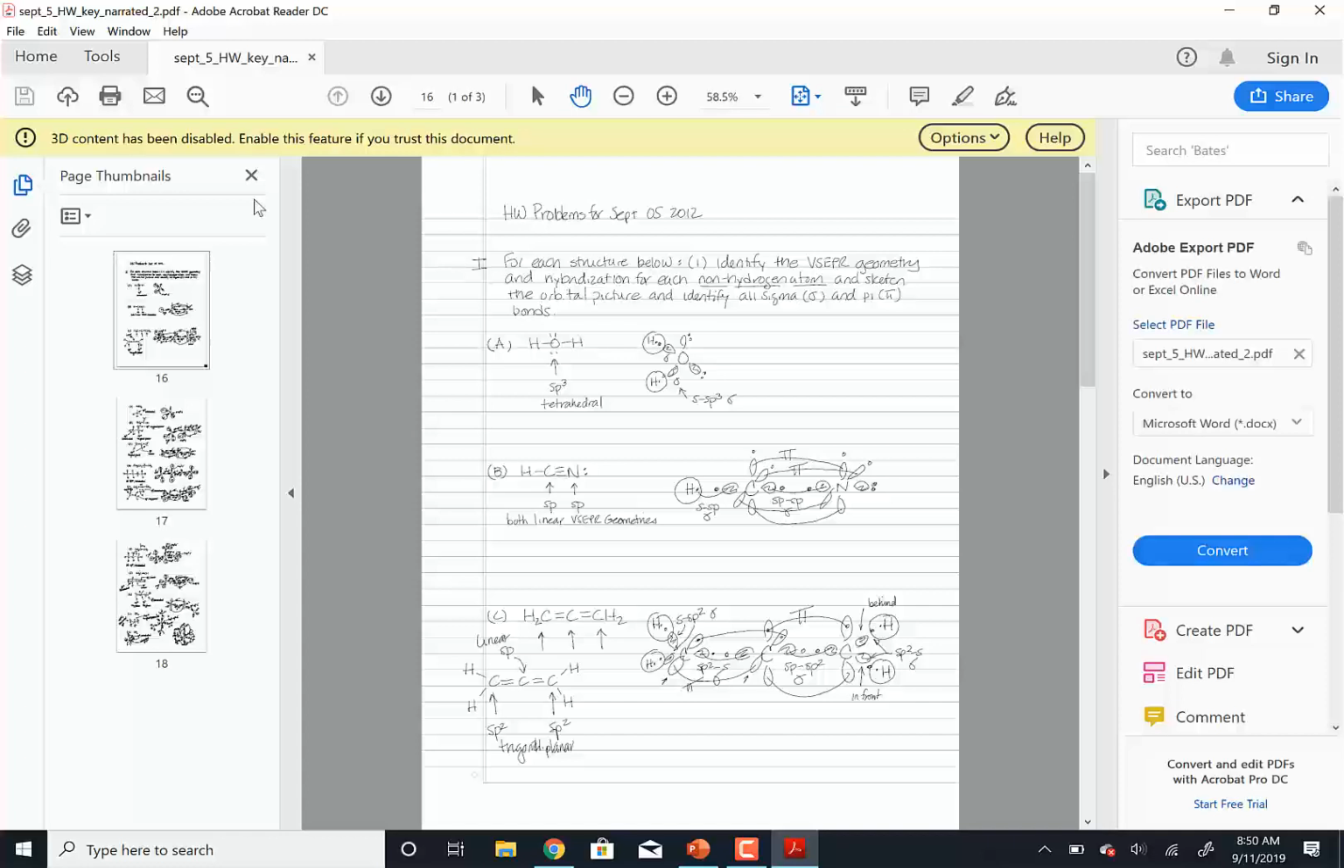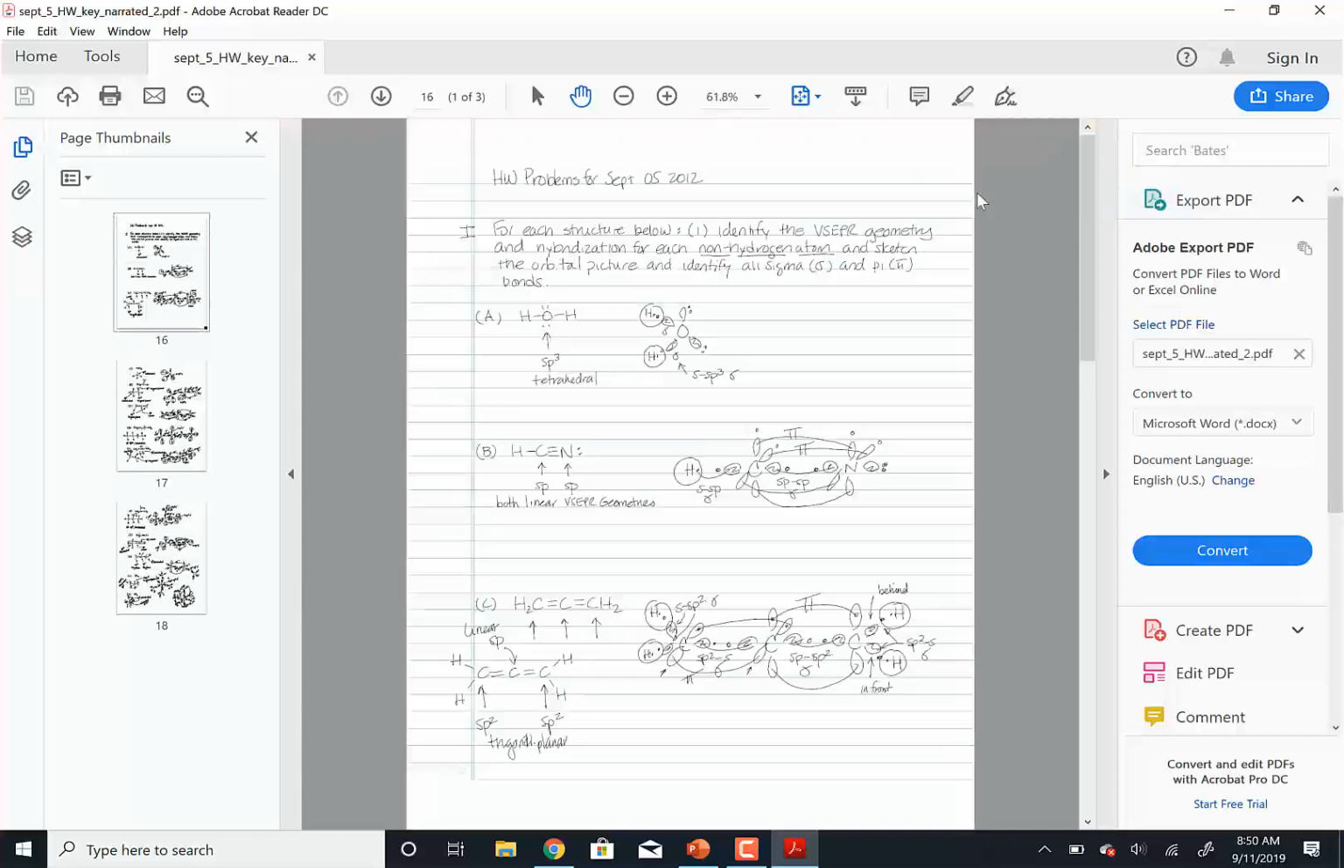It says 3D. I have no idea what 3D content is, but I should probably enable it. So trust this document always. And there should be down here a player to allow you to play it.